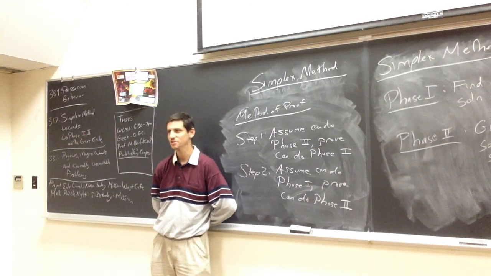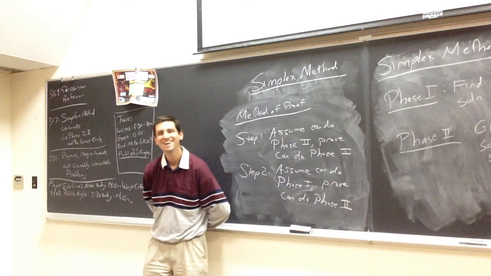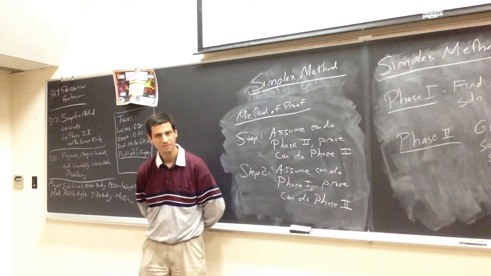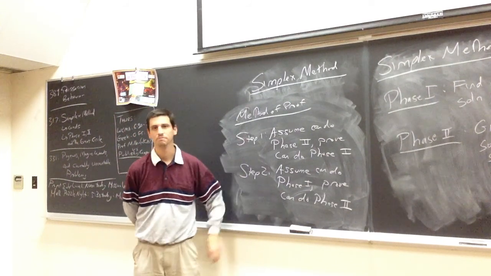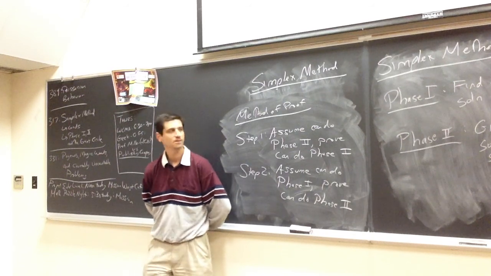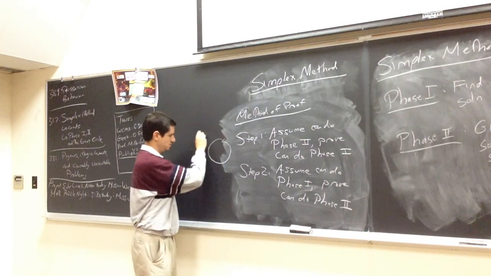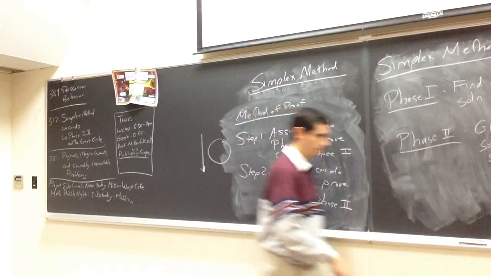Any issues or concerns? Yes? In step one, why do you need to assume you can do phase two? Oh, because that's how I can prove step one. Yes? Is that kind of circular? No, it's actually not circular. It's linear.